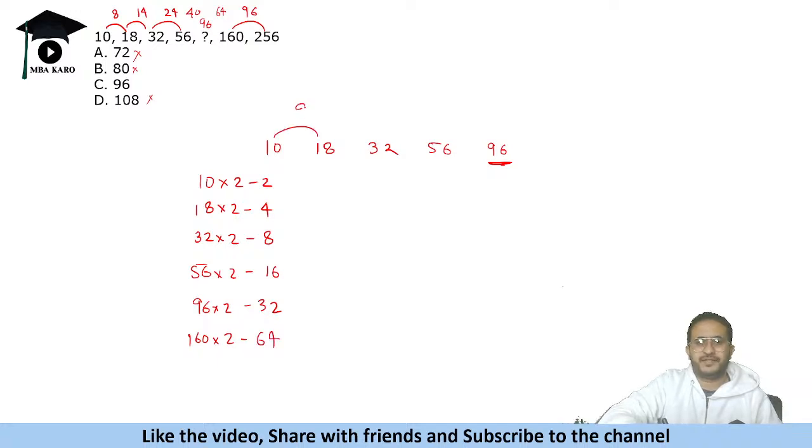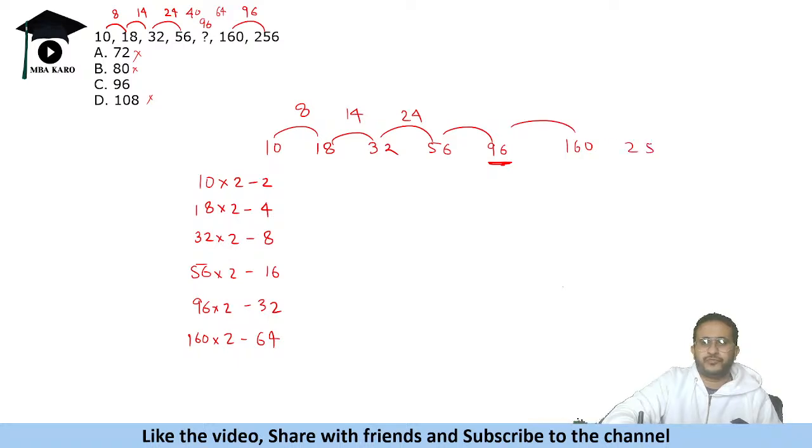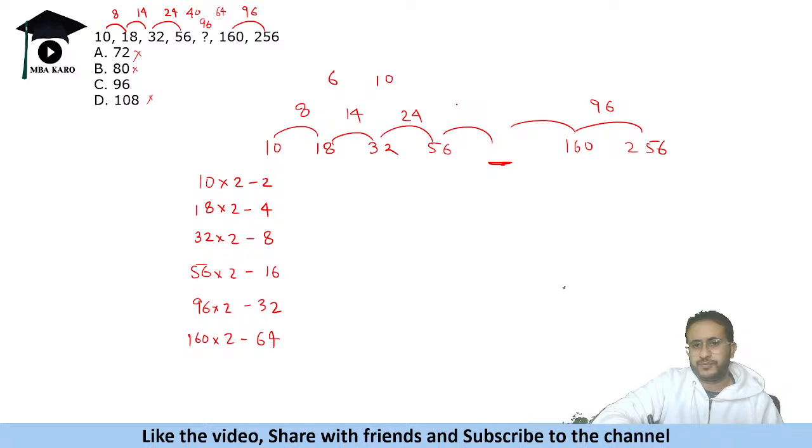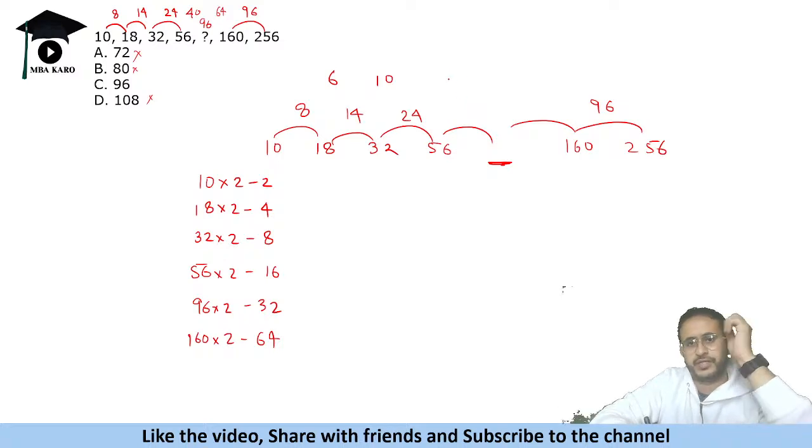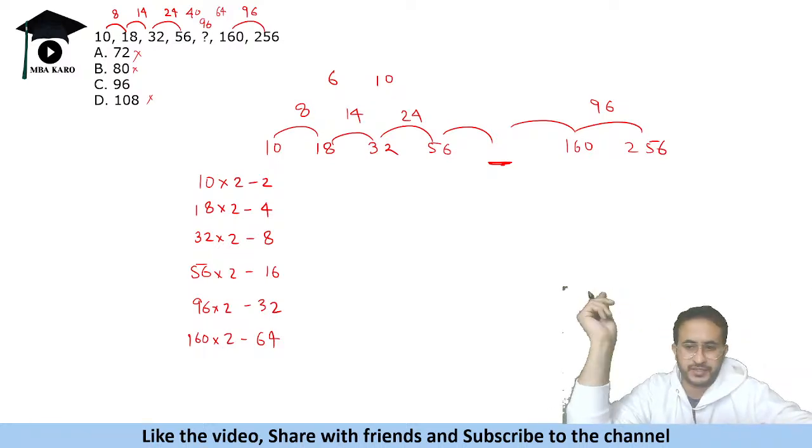Other is ये difference आ रहा है 8, 14, 24. This was missing. Okay, this is 160 and 256. This is 96. Right. So we need to find out what is that number. So this difference is 610. Now maybe if you take 14, from this it is slightly difficult to figure out. By eliminating options you can get the answer.